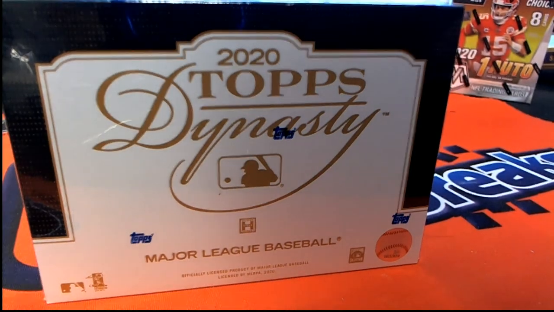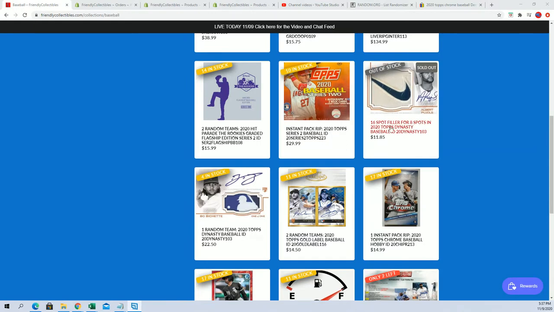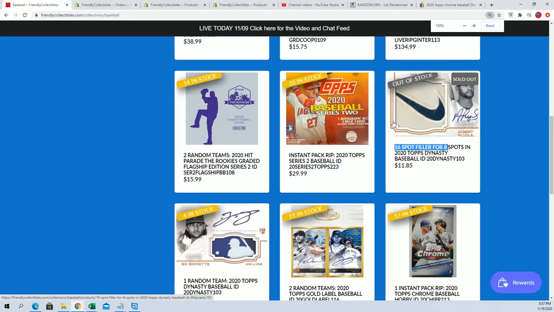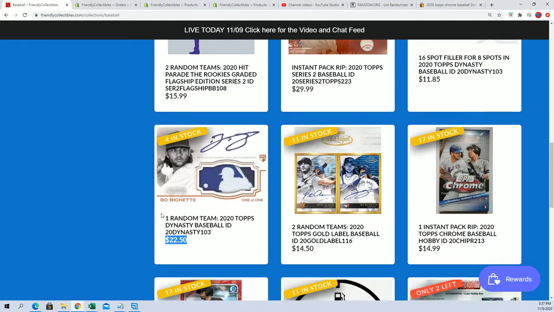Let's start up our 2020 Topps Dynasty filler. This gets you able to win spots in the break for half the price. It's a 50% chance to win. 8 out of 16 will win and get in the break for $11.85, which is around half the price.